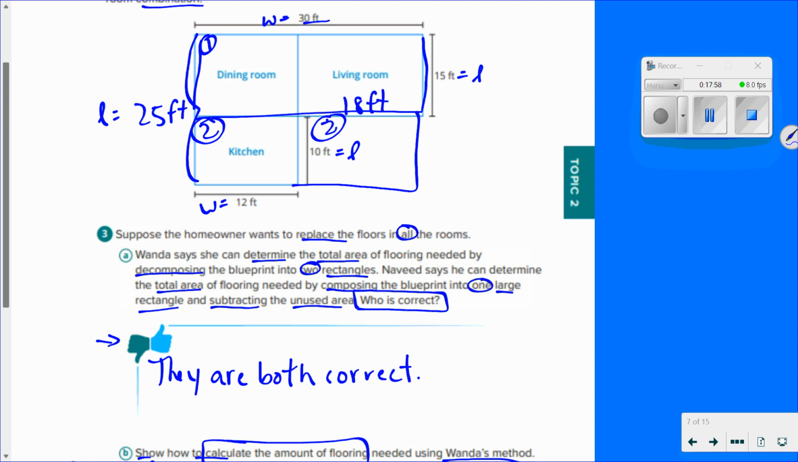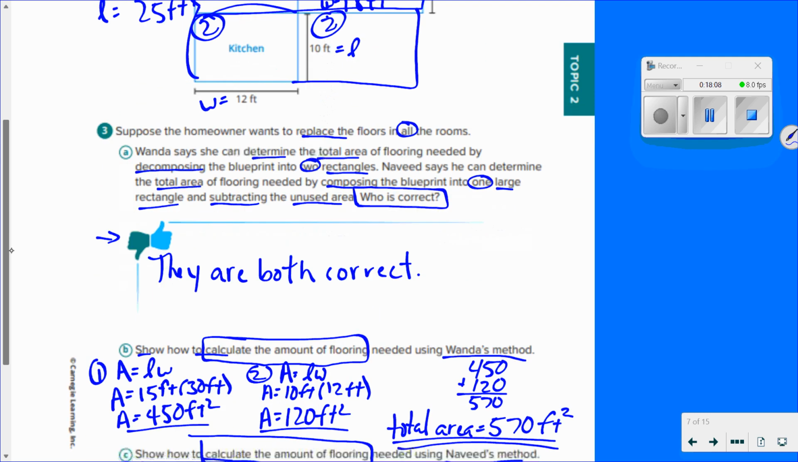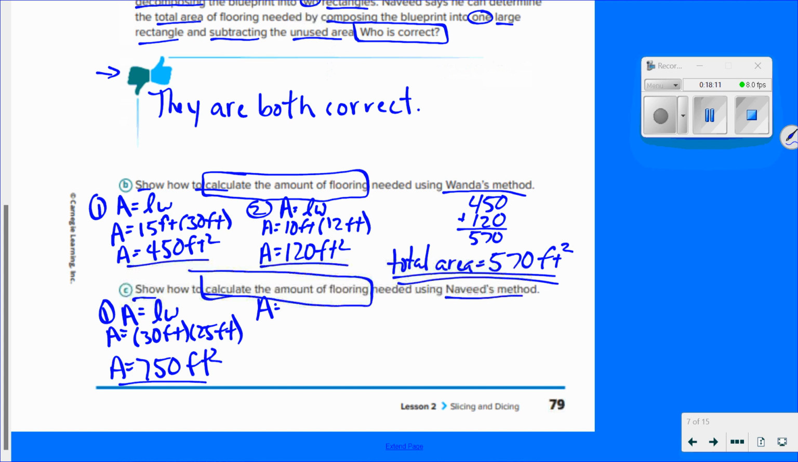He said the whole thing is 30. I know that far is 12, so the rest of it must be 18. So I now have my length and my width for the small made-up rectangle. So now A equals LW. I have a length of 18, a width of 10, right? Yes. So that gives me 180 square feet.